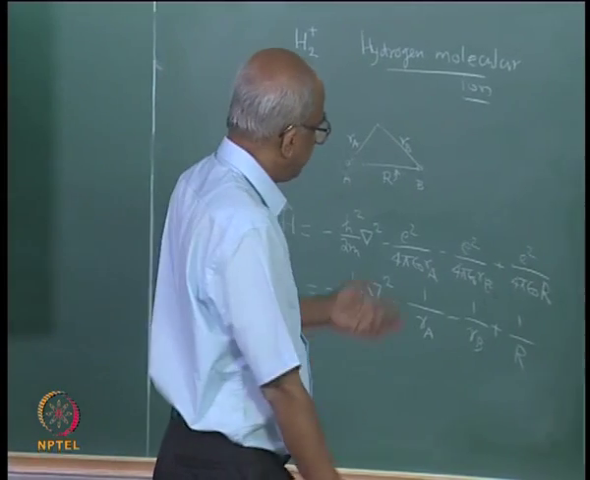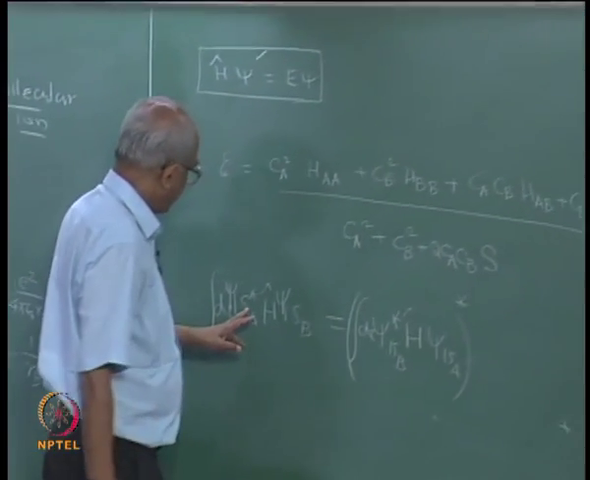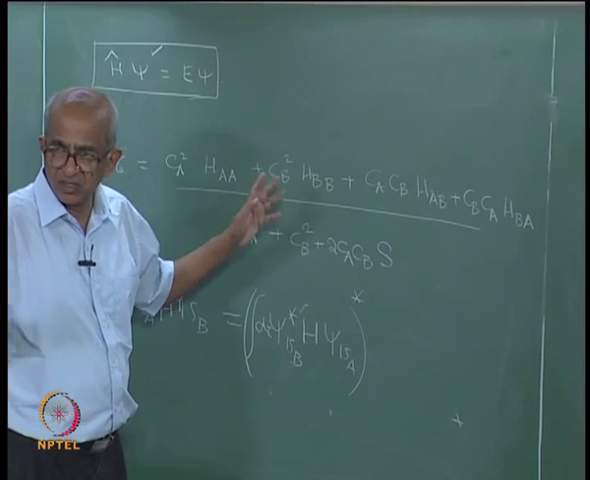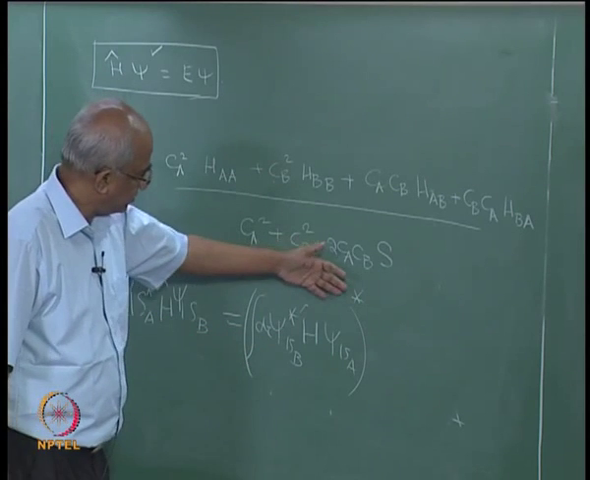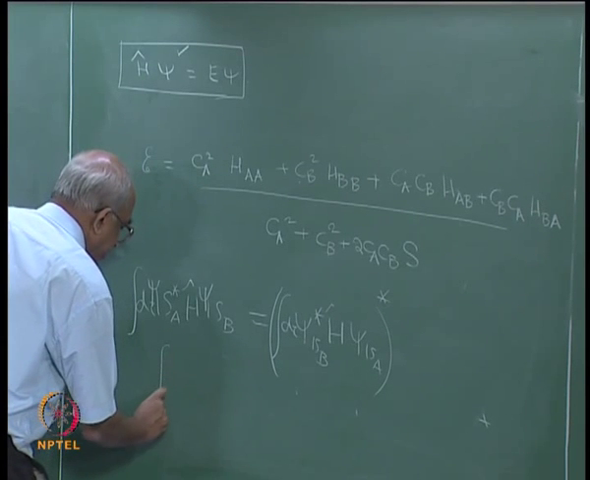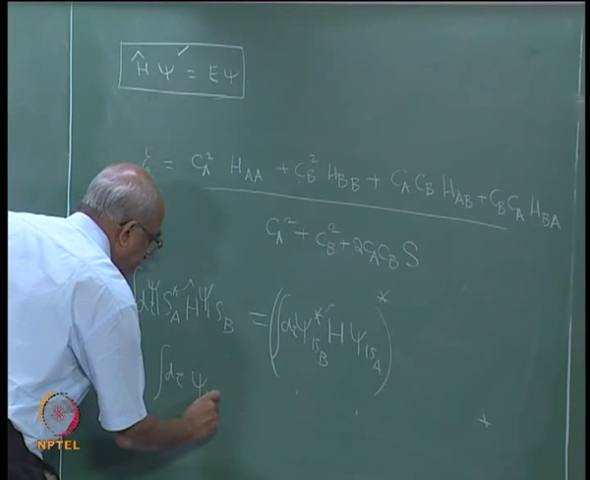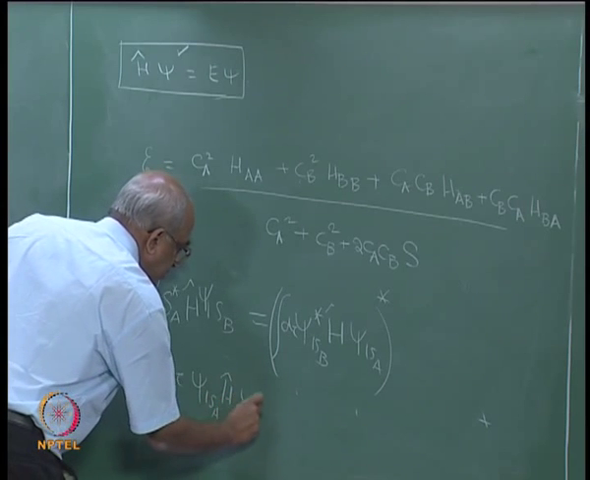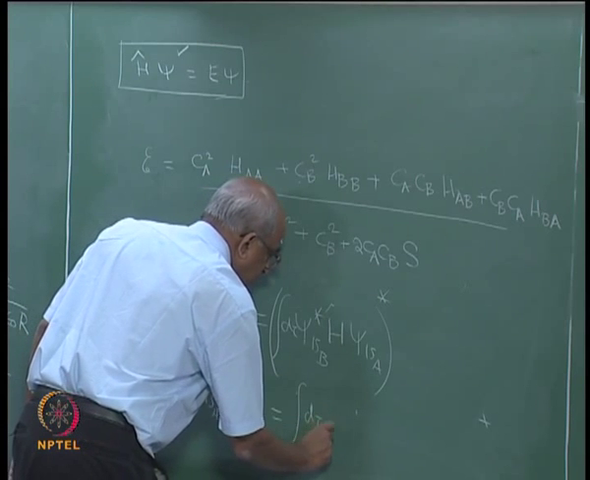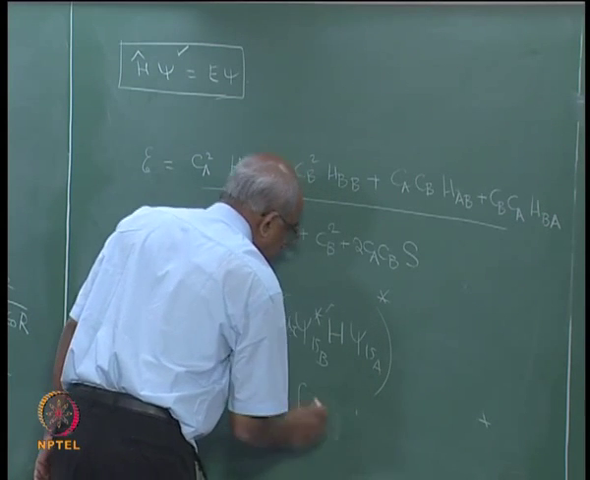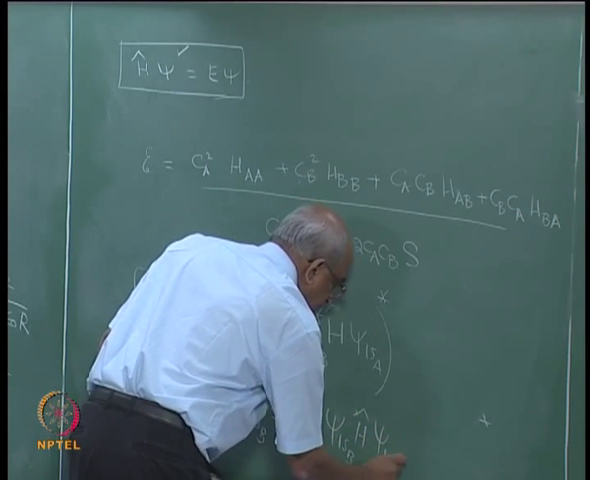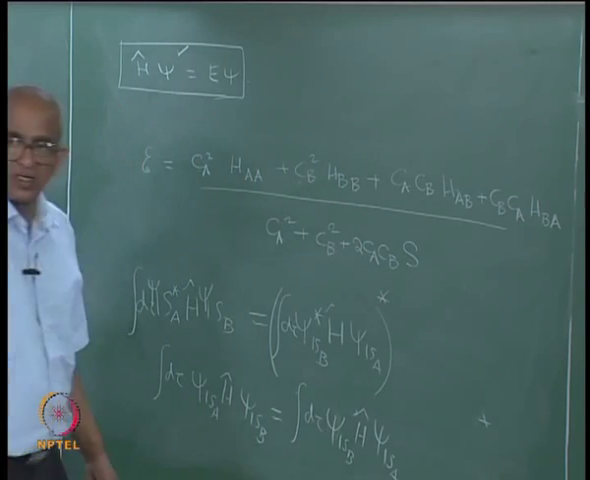But then we know that everything in here is real: 1sA is real, 1sB is real, H is real. You can look at the Hamiltonian, there is no square root of -1 anywhere. So you see these star operations have no effect. So what will I get? I will get the integral dτ ψ 1sA H ψ 1sB is equal to the integral dτ, sorry not H, ψ 1sB H ψ 1sA. This is the answer that I will get.